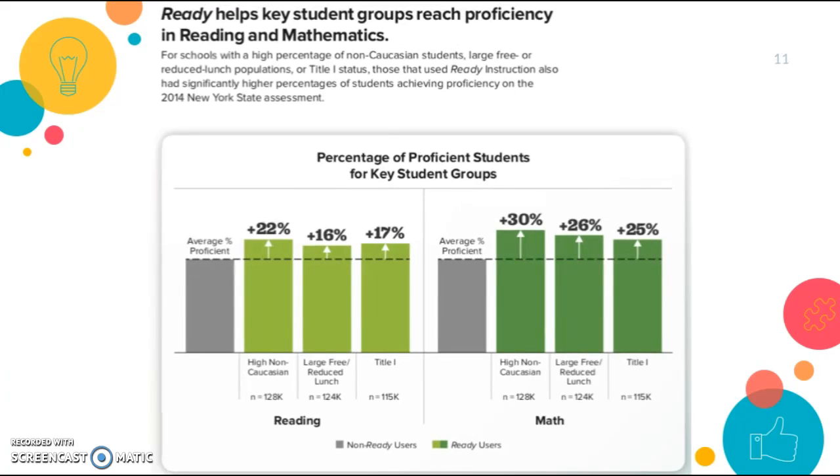Additionally, the Institute also observed that for schools with Title I status, a high percentage of minority students, or large free or reduced lunch populations, those that used iReady instruction had significantly higher percentages of students achieving proficiency on the 2014 Common Core-based state assessment.